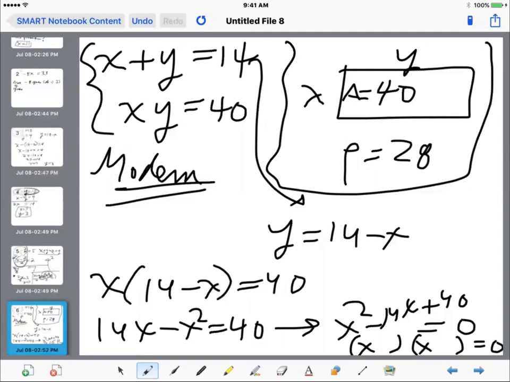Oh, someone asked about the plus sign. So I moved everything over to the right-hand side. So it was okay to have x squared. I moved the x squared to the right and the 14x over, so it was okay to have the minus there. But yes, the answers are 10 and 4, because this thing factors to x minus 4, x minus 10.